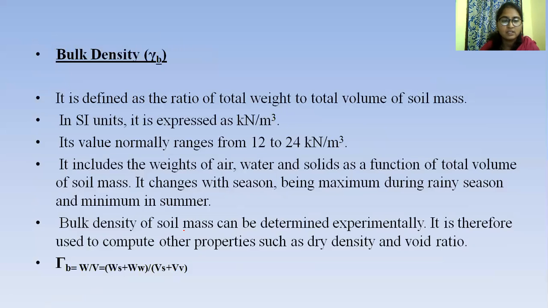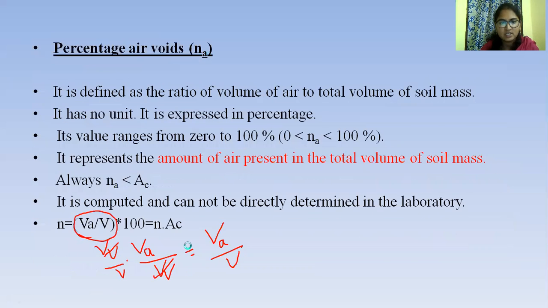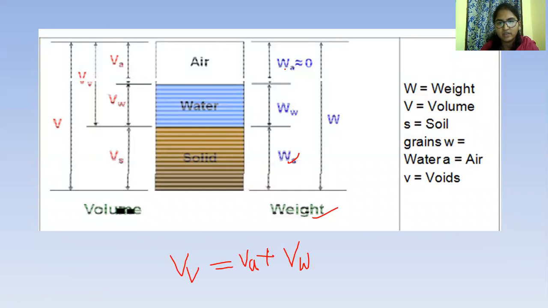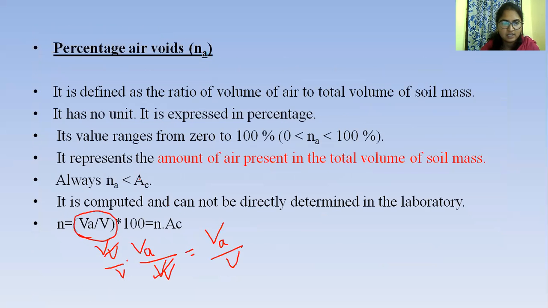And bulk density. Density symbol, bulk density or unit weight, we can represent as gamma. It ranges between 12 to 24. Bulk density, density is equal to weight by volume. Total weight we already discussed. Weight is equal to weight of air plus weight of water plus weight of solid, but weight of air is equal to 0. And total volume is equal to volume of air plus volume of water plus volume of solids. We can write it in this equation.